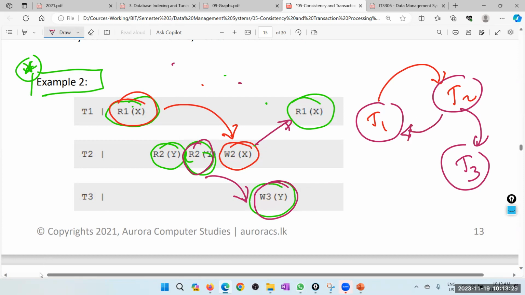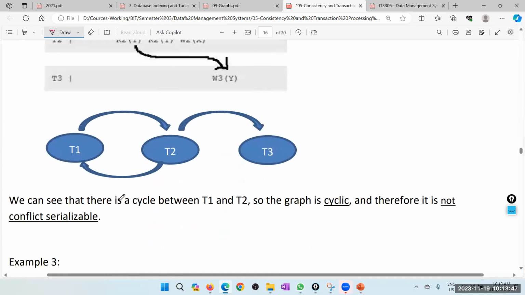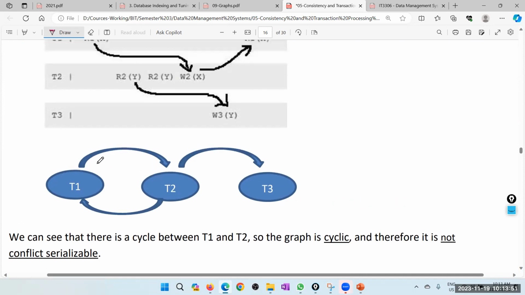Okay. So you can again see that there's a cycle. T1 to T2, T2 to T1, a cycle. Therefore this is not conflict serializable. It is not going to be equivalent to any serial schedule. So not conflict serializable because there's a cycle here.